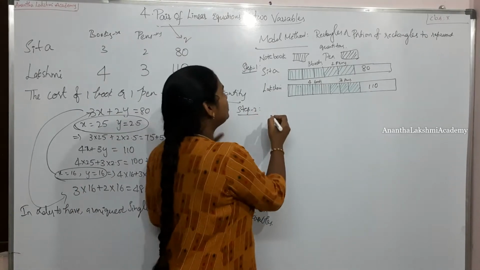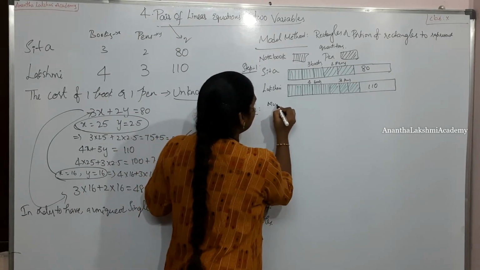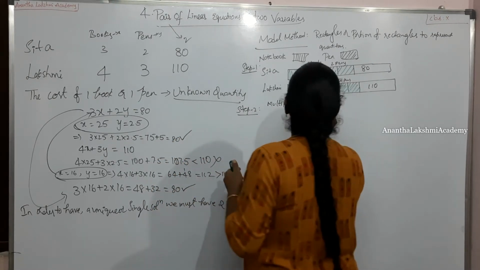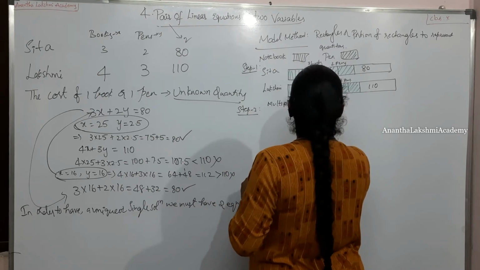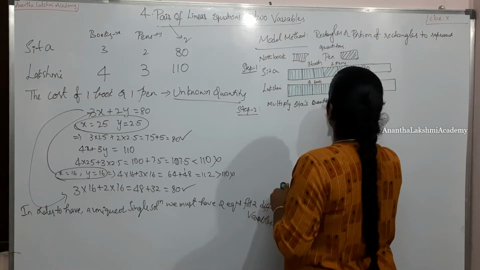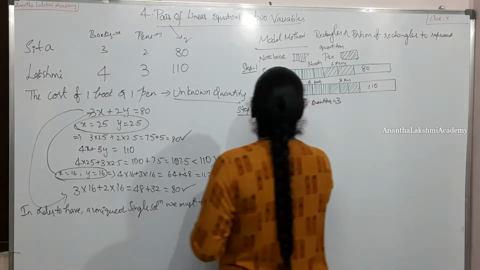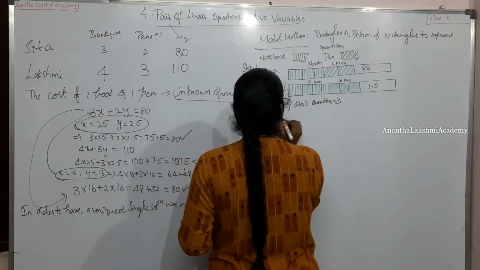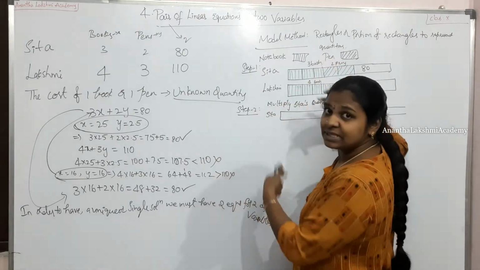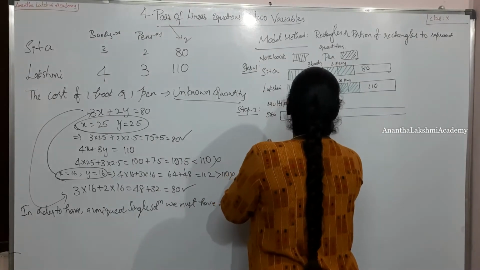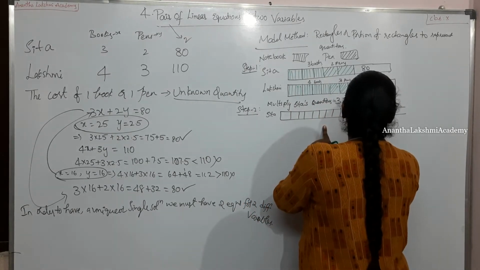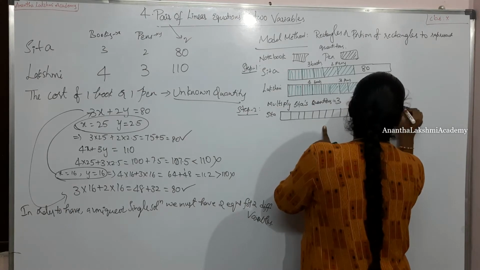Alright, now I am going to multiply Sita's quantities with 3. What does that become? 3 books becomes 3 into 3, so 1, 2, 3, 4, 5, 6, 7, 8, 9 books. And 2 into 3 is the pens: 1, 2, 3, 4, 5, 6.